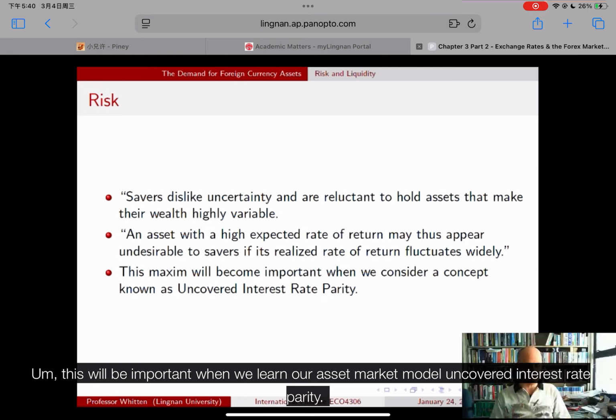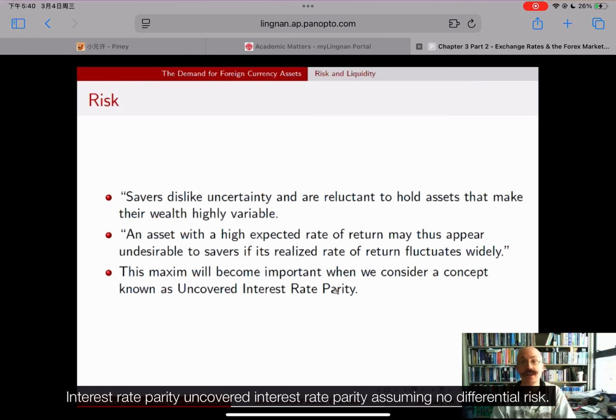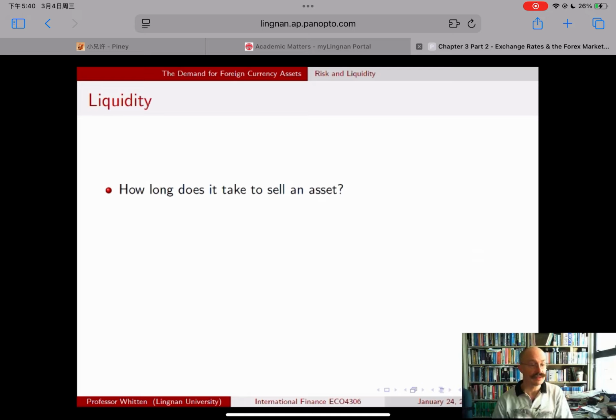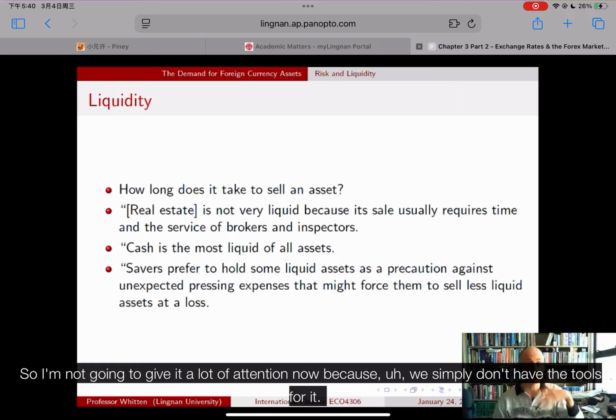This will be important when we learn our asset market model, uncovered interest rate parity. For most of this class, we're going to study this model, uncovered interest rate parity, assuming no differential risk. That's not true in reality, and I'll mention that later in the third video. And then liquidity. We're not going to really talk much about liquidity, so I'm not going to give it a lot of attention now, because we simply don't have the tools for it.